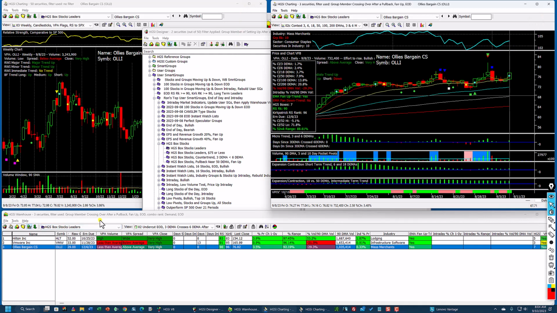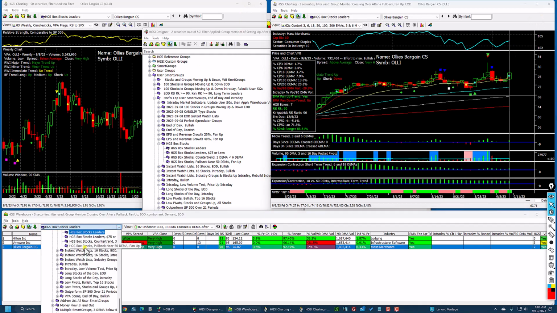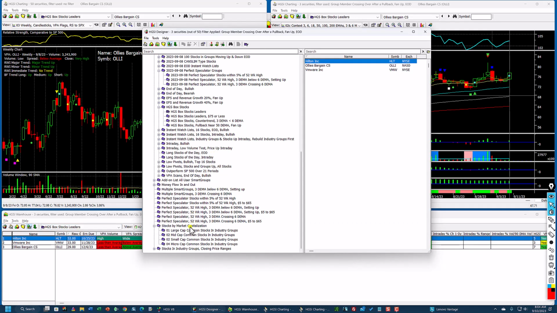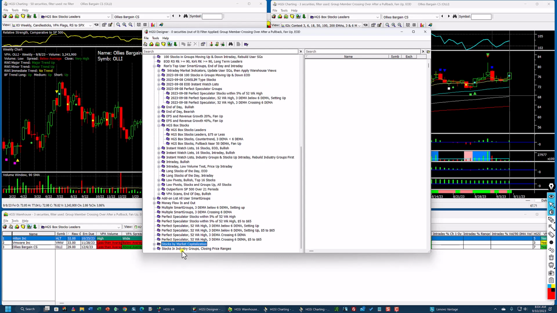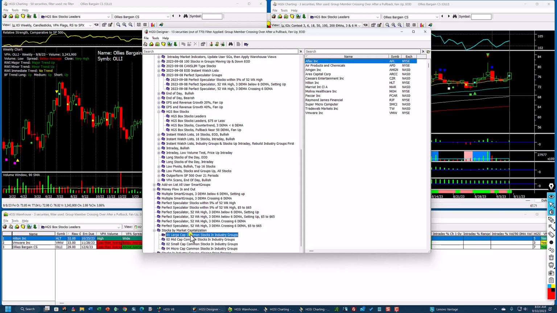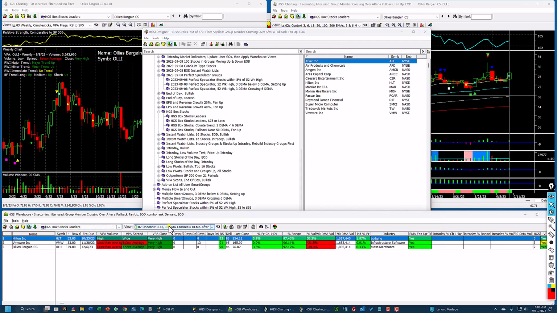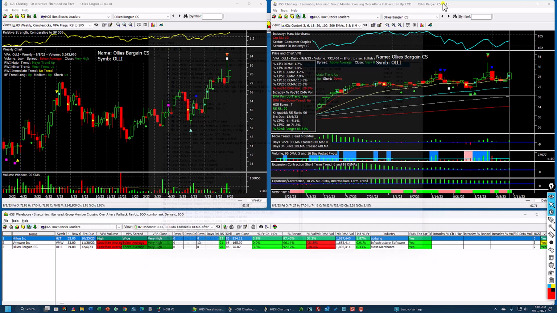But my point is, you can use these other groups to narrow your list down. If you're only interested in large cap stocks, I put market cap in here. That's another way to go about it. If you're only interested in large caps, all of these are large cap stocks that passed the undercut and the 3 crossing the 6. Okay, I'm going to leave it at that.